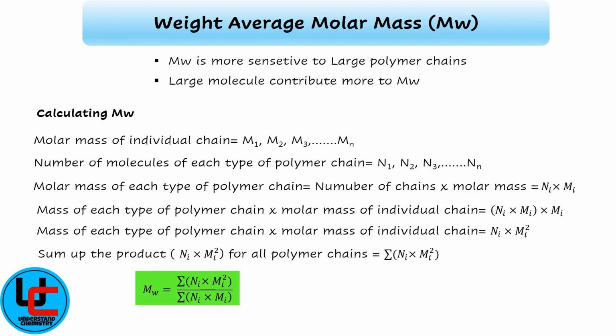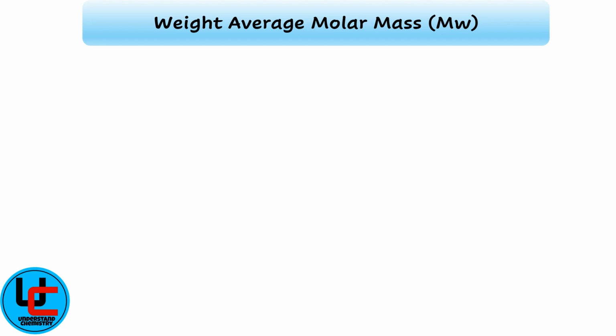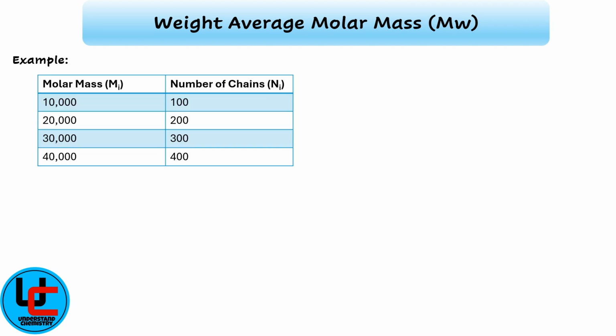The Mi squared actually gives disproportionate weight to larger chains, since the mass or weight of polymer in grams is equal to the number of chains times the molar mass of the chains. By placing this into the last expression, the Mw will take the form as shown here. Let us see how to use this formula to calculate Mw. The data shown in the table is the same as we used for the number average molar mass calculation.